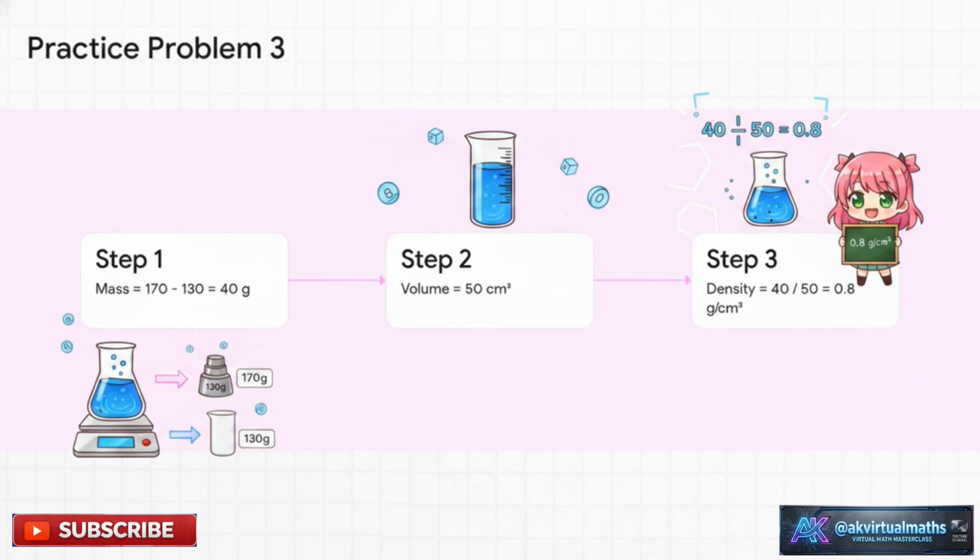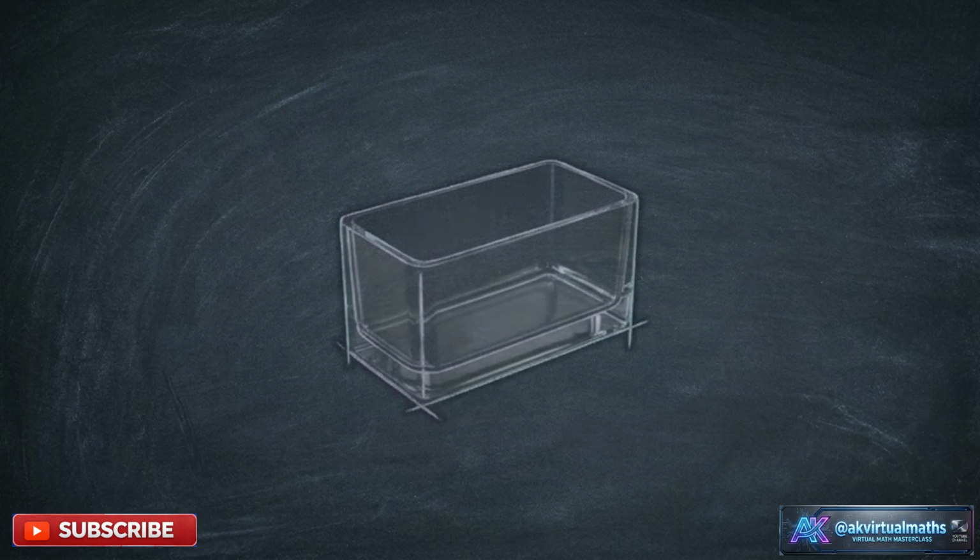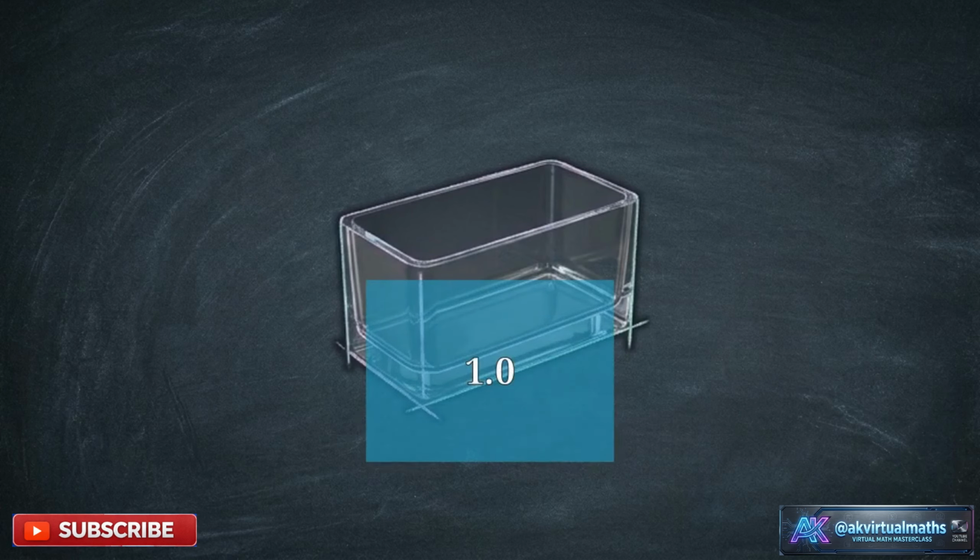Section 5, Floating, Sinking, and Layering. This is where we use everything we've learned to predict whether things will float or sink. It gets really visual and fun. We can predict how these objects behave in water. Pure water's density is exactly 1.0. Our rock sits at 6.0, meaning it is denser than water, and it sinks. But our earlier wooden block has a density of 0.8, meaning it is less dense than water, so it floats.